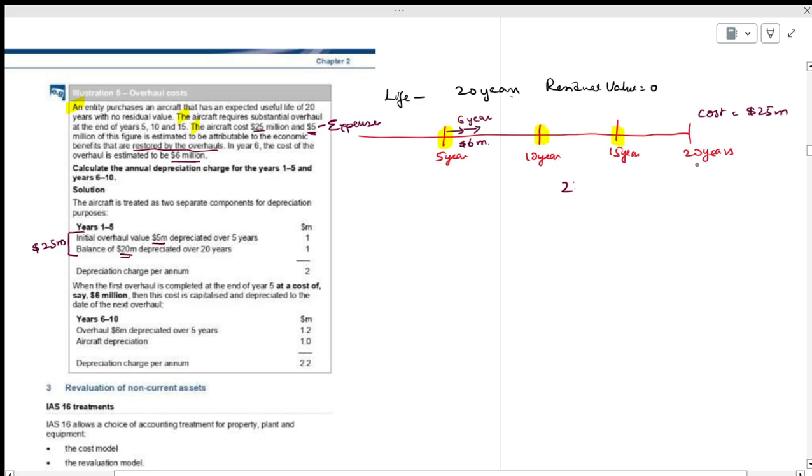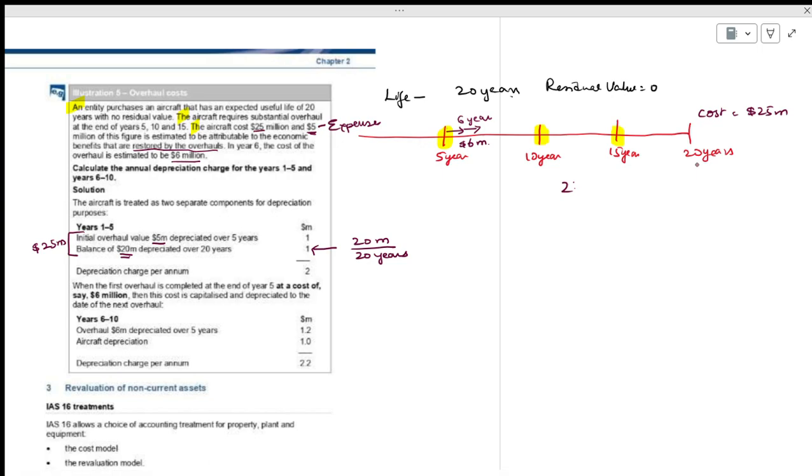The cost is how much? 25 million. Now, if the cost is 25 million, they made it separately: 20 million, divided over how many years? 20 years. How much do you get? 1 million. Okay. Now, they have spent 5 million.